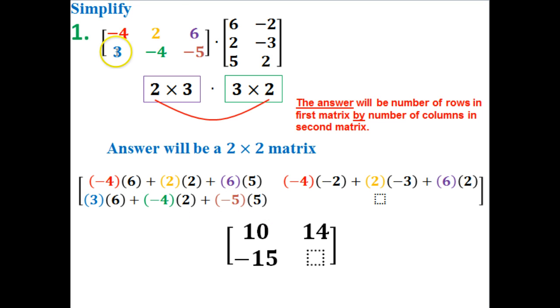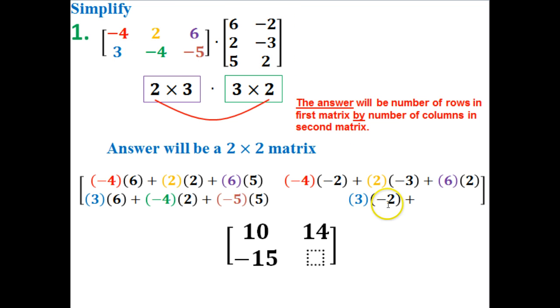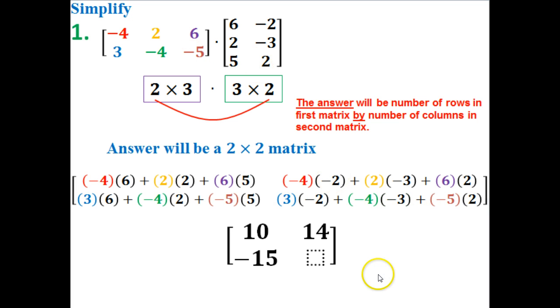I'm going to multiply this bottom row here by this second column listed here. 3 times negative 2, that goes right here. You can see the color coding again. 3 times negative 2, negative 4 times negative 3, and then finally plus negative 5 times 2. So 3 times negative 2 gives us a negative 6. This one is a positive 12 and a negative 10. So negative 6 plus 12 would give us a 6, minus 10 would give us a negative 4.